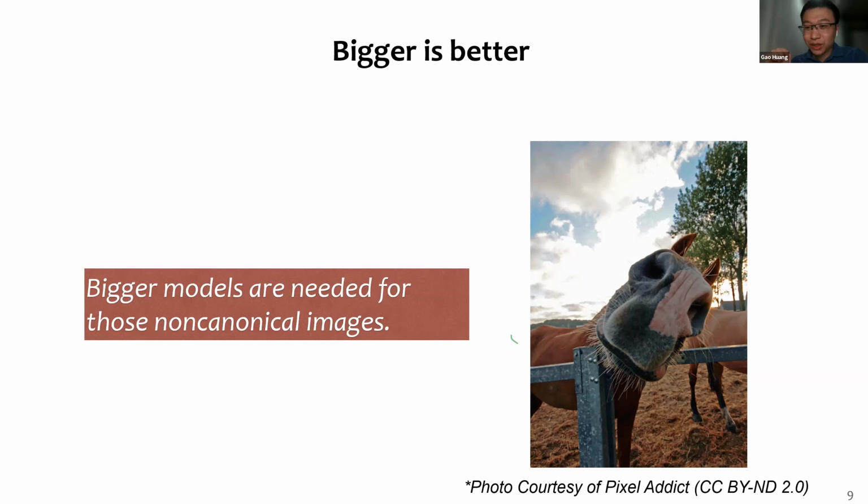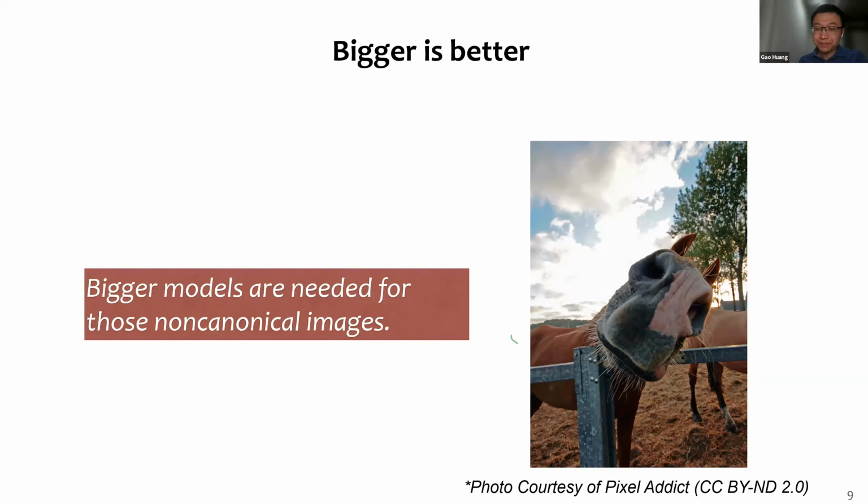So actually, this is a photo of a horse that is taken from a weird angle, right? We cannot see its eyes, and its nose is right in front of the camera. So this is not a typical image for a horse, and so apparently it may take a while for us humans to correctly recognize, right?